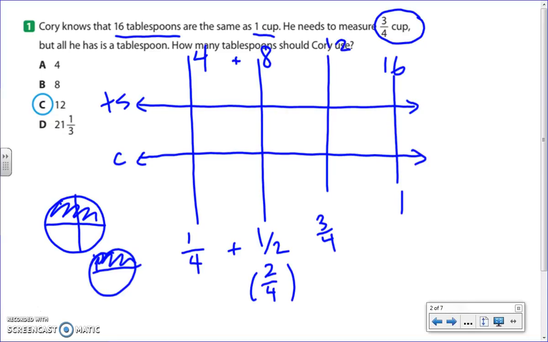So you could see 12 as well. So you could think about it as being halfway between 8 and 16 after your first division. You could think about it as being 1/4 plus 1/2 is 3/4. 4 plus 8 is 12. So this is the value that we were looking for. So in this case, it would take 12 tablespoons for 3/4 of a cup.